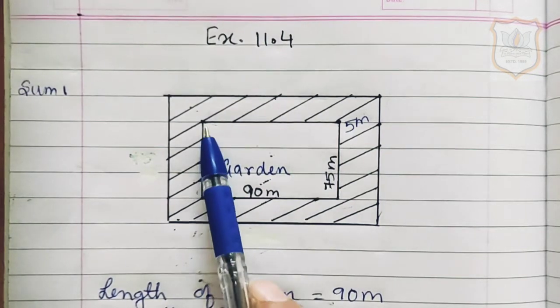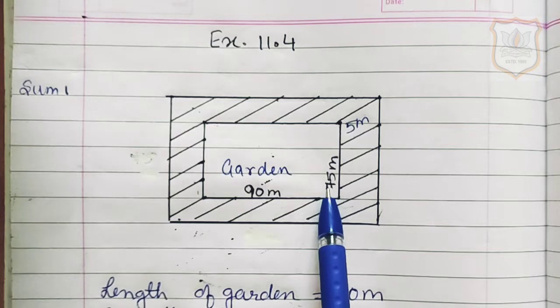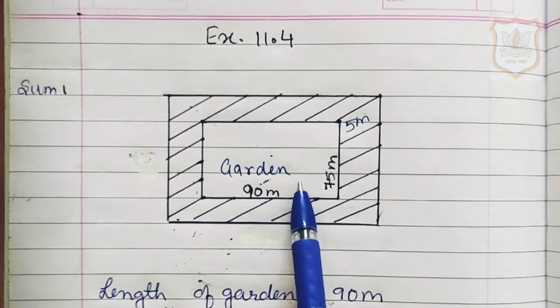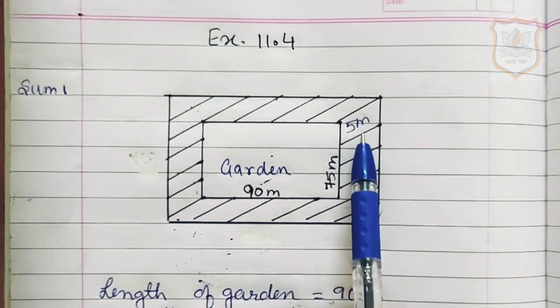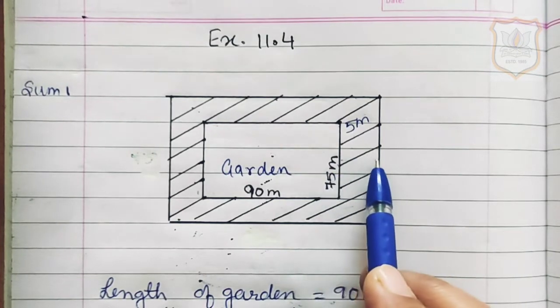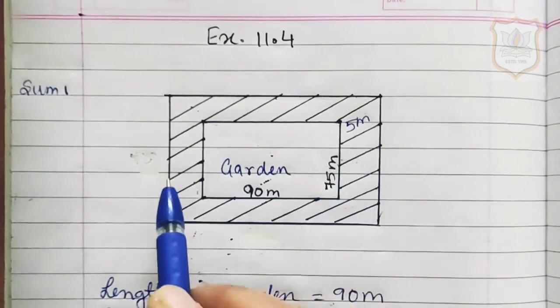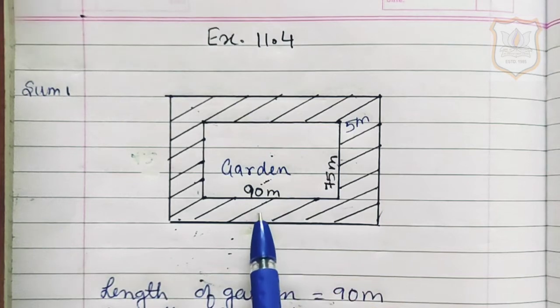Students, here a garden with length 90 meter and breadth 75 meter is given and outside it we have to build a path whose width is 5 meter. The space between the garden and the outer part of the garden is 5 meter. This much is also 5 meter. This much distance is also 5 meter.